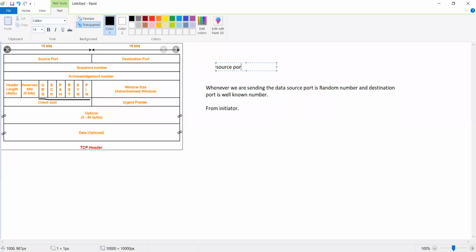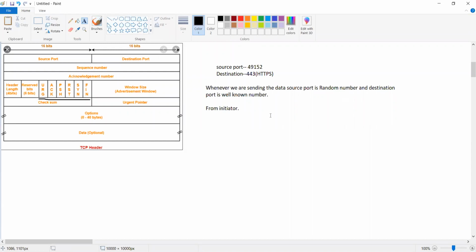In layer 4, my source port would be any number from 49152, for example. What would be my destination port, let's say I'm using HTTPS? For HTTPS, the destination port is this one. This is for HTTPS. Am I clear or any confusion? No, it's clear. The source port is a random number. The destination port is a well-known number, which is 443 for HTTPS.